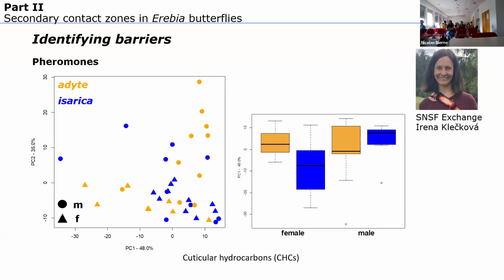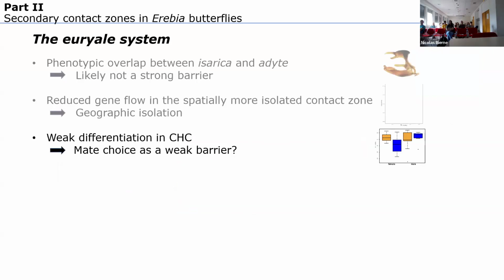What about pheromones? So we looked at particular hydrocarbons, just summarized here in a PCA. We see basically there's a lot of overlap. There's actually not much difference. And in a nutshell, we think that mate choice is also a weak barrier. So what could it be?